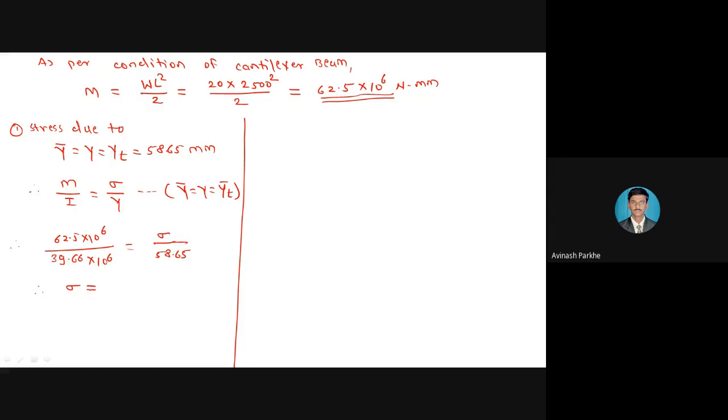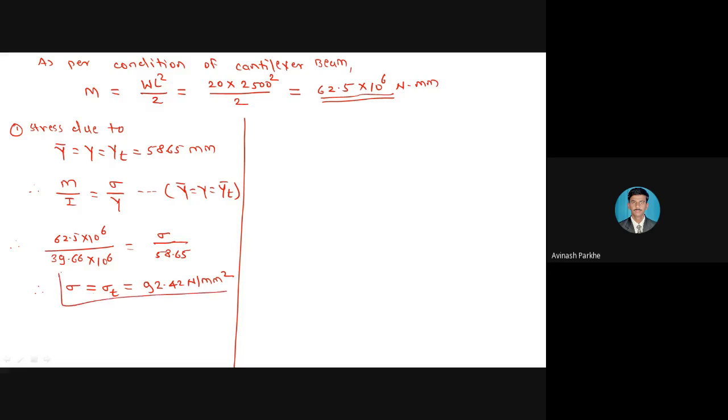Or we can call it as sigma t. Sigma is equal to sigma t. So what is the answer? 92.42. Correct. 92.42 Newton per mm square.